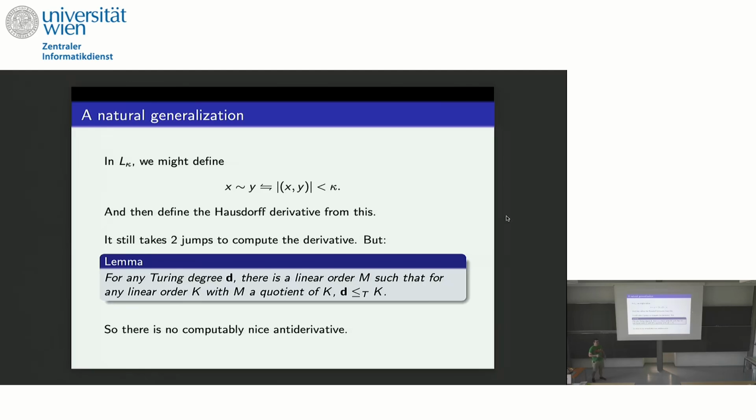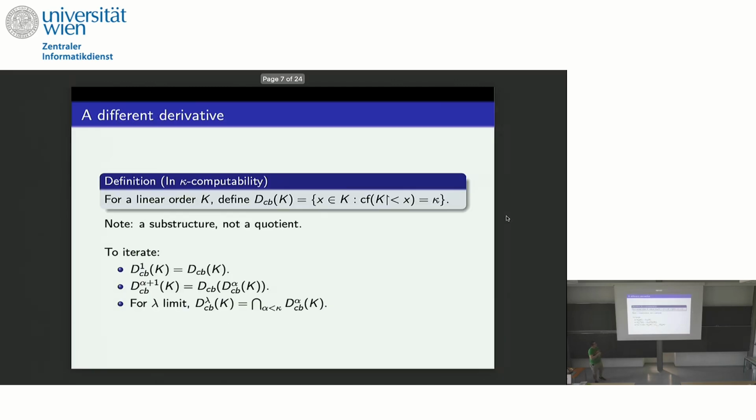But it turns out really what this is saying is that we shouldn't be looking at quotients. Our derivatives should not be quotients. Instead, let's make our derivatives substructures. So I think of this as a kind of Cantor-Bendixson derivative. If you define the right topology, it literally is the Cantor-Bendixson derivative.